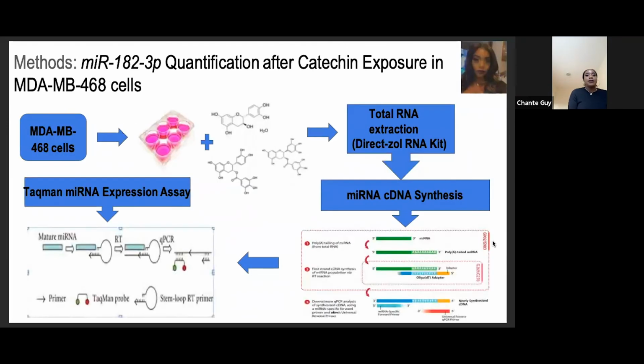So we carried out 2 experiments. In one, we determined microRNA 182 3P changes of expression, and in the other, we investigated whether catechins could bind this microRNA. MDA-MB 468 cells, which is the cell line that I used, were exposed to 2.5 micromolar of each catechin for 24 and 48 hours, and this was followed by total RNA extraction. Reverse transcription was then performed to synthesize complementary DNA, and microRNA 182 3P was quantified using quantitative polymerase chain reaction. The relative expression of microRNA 182 3P was then analyzed using the delta-delta CT method. Next slide.